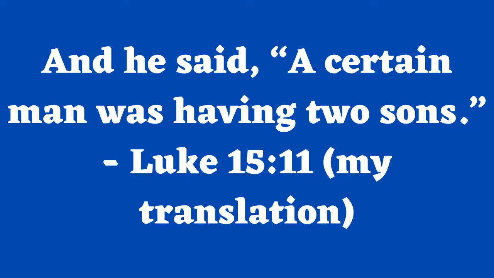"And he said, a certain man was having two sons." Was having sounds weird, doesn't it? Well, it's an imperfect verb, and I've translated it very literally just to communicate that thought. What Luke is saying as he writes this is that it's not that a man had two sons in the past, it's that he was continually having them. It's a man with two sons.